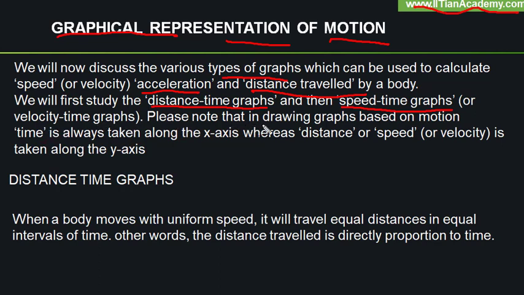Please note that in drawing graphs based on motion, time is always taken along the x-axis, whereas distance, speed or velocity is taken along the y-axis. Distance-time graphs. When a body moves with uniform speed, it will travel equal distances in equal intervals of time. In other words, the distance traveled is directly proportional to time.